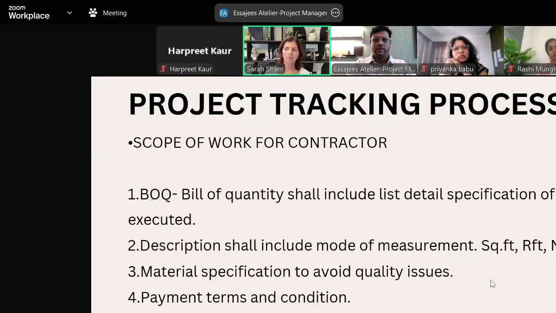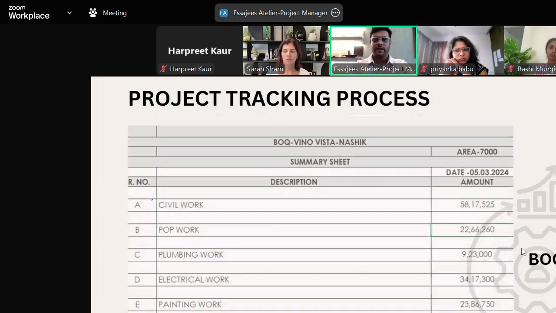Yes. All this scope has to be clarified with the contractor, clients, and us, so that there won't be any dispute moving ahead. So the list of material provided by the client: what all material the client will provide, everything has to be mentioned.